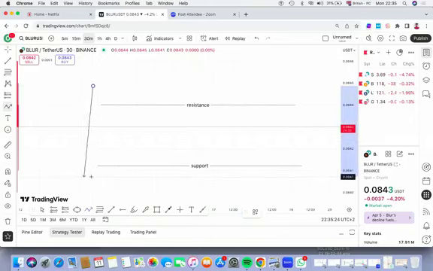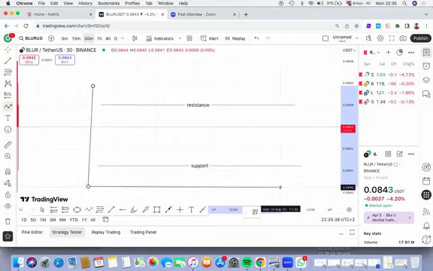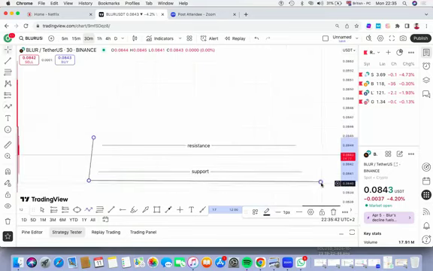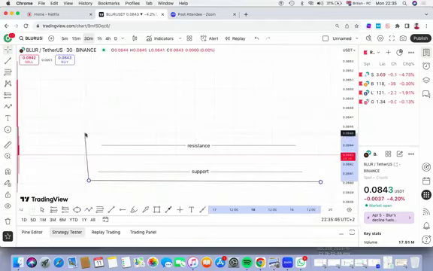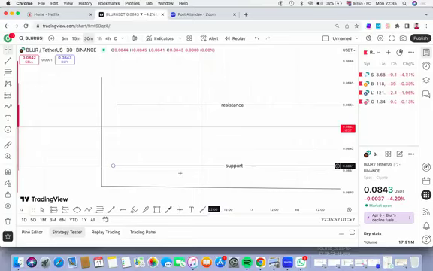So I'm just giving you a textbook example of what we've said so far. Now imagine that this was my chart. Don't mind my chart, even though it's not that straight. Now imagine this is my chart, and I have my support and my resistance.